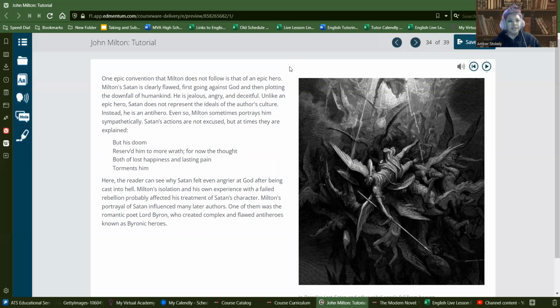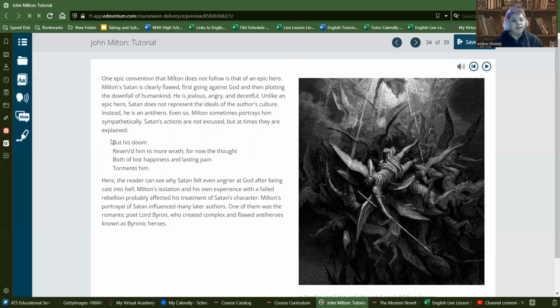The idea is for us to see ourselves in Satan and be able to relate history and some of the decisions that we make that we know are bad to Satan's struggle to figure things out. It says here, Satan's actions are not excused, but they are explained. So there's a bit of that rationality in there and that they are explained.